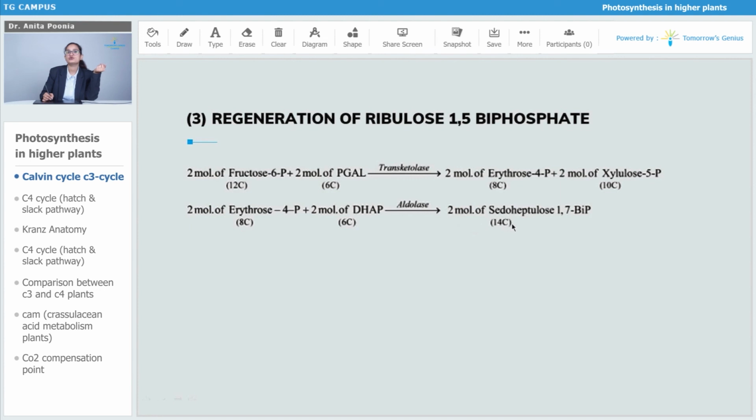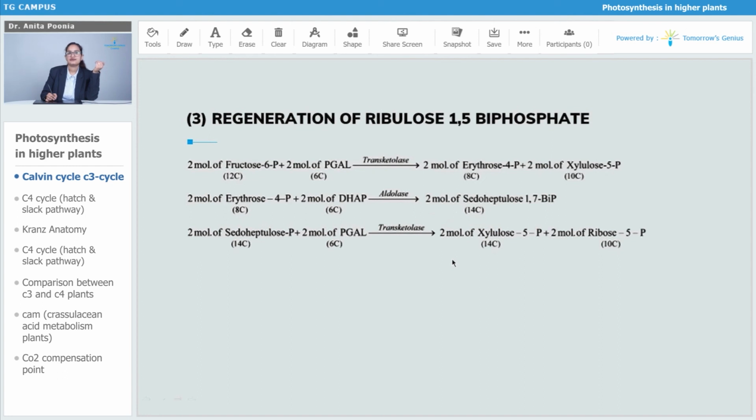Further you see that 2 molecules of erythrose plus 2 molecules of DHAP, in the presence of aldolase, give you 2 molecules of sedoheptulose 1,7-bisphosphate. And further, 2 molecules of sedoheptulose plus 2 molecules of PGAL, in the presence of transketolase, give you 2 molecules of xylulose and 2 molecules of ribose.